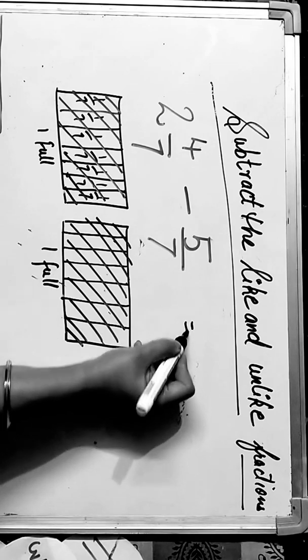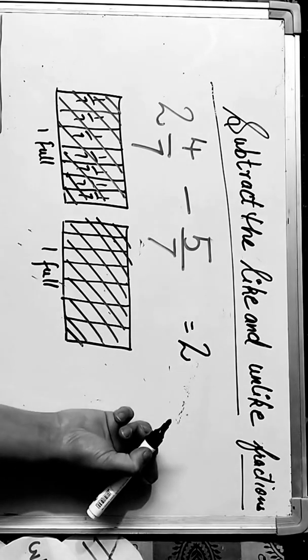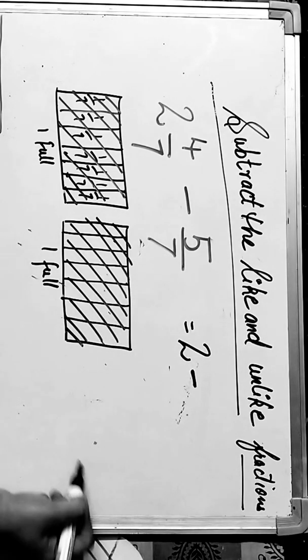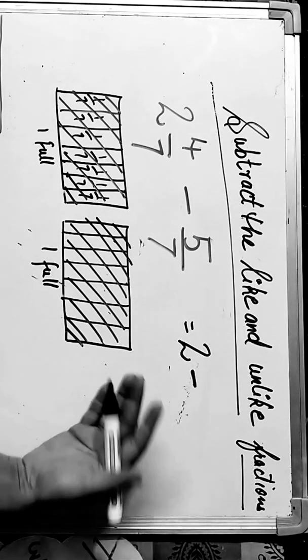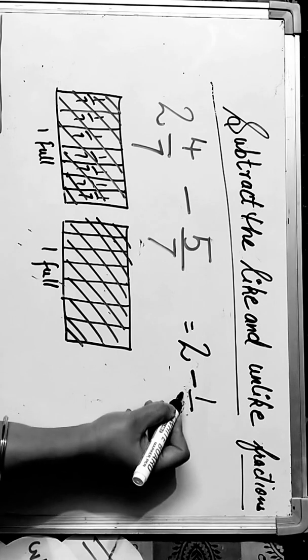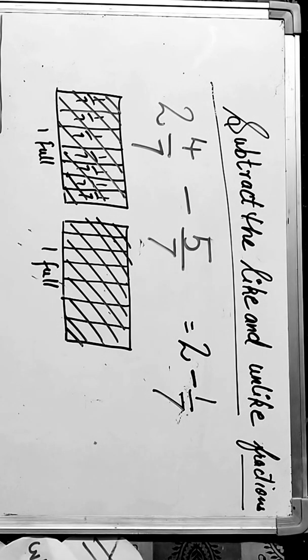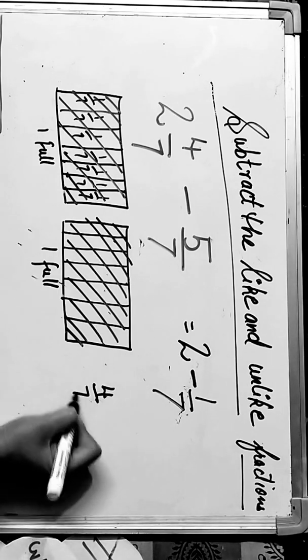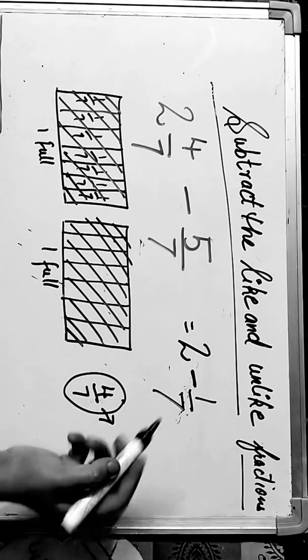So what can I write? I am left with 2 chocolates. I have eaten 4/7. So out of 5/7, if I have eaten 4/7, how many more do I have to eat? I have to eat 1/7 more. Okay, because I have eaten 4/7, I have to eat 1/7.